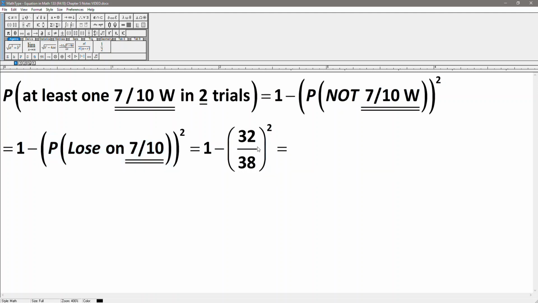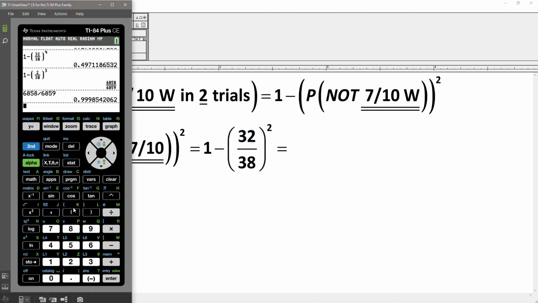But I already know the probability of losing because I already found it. It was 32 out of 38 because there's 32 losing spots and only 6 winning spots. So I need to take 1 minus 32 over 38 squared. Let me type this. 1 minus parentheses. Now you can just type 32 divided by 38, close parentheses, squared. And if you need a fraction, it will give you one.